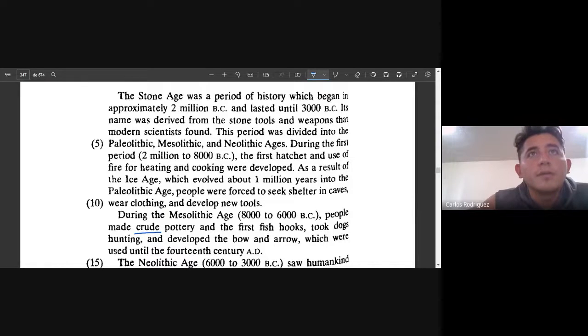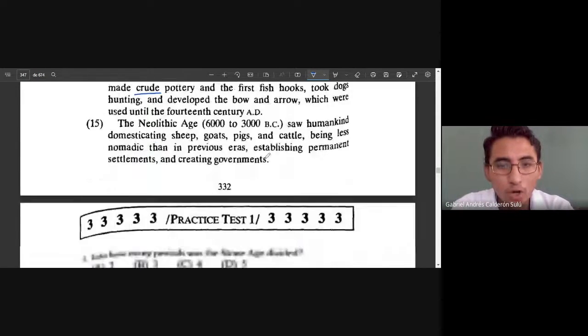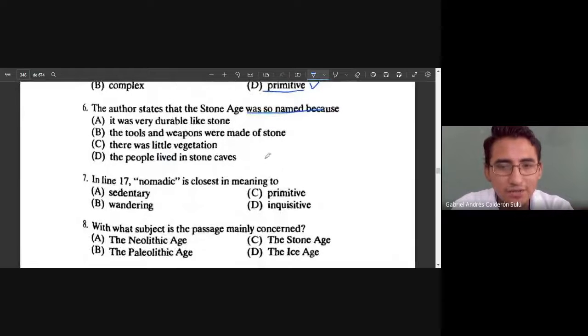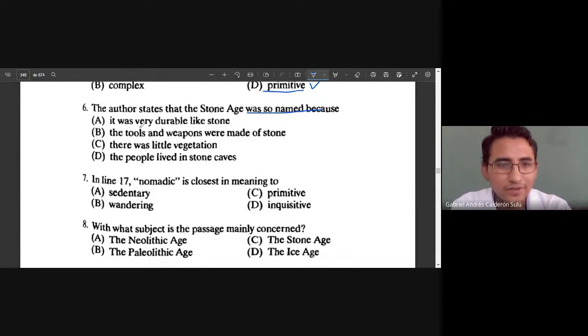Stone tools and weapons that modern scientists found. Okay, now let's see which option is closest to that answer. That weapons are made of stone. The B. Very good, very good. The tools and weapons were made of stone.